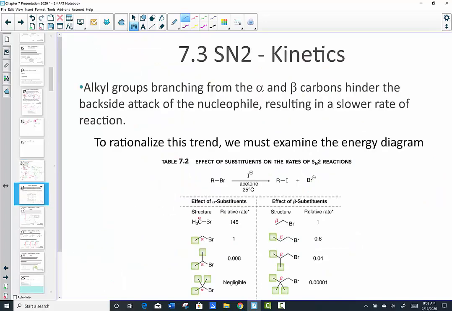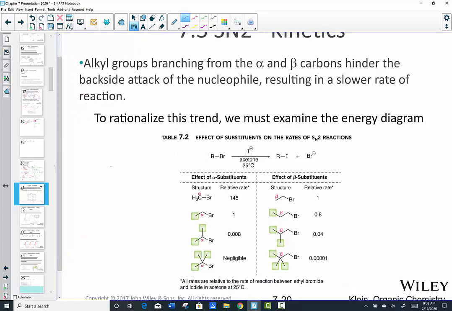Let's think about the kinetics of a bimolecular collision. The alkyl groups that are branching out from the alpha and beta positions can serve to hinder or slow down the rate of a reaction. Let's suppose we have a methyl bromide as our substrate, and we have a nucleophile that wants to attack this electrophilic carbon. Remind yourself why it's electrophilic: the polarity of that bond, the withdrawal, the inductive effect of the bromide is making this a beautiful target for a nucleophile.